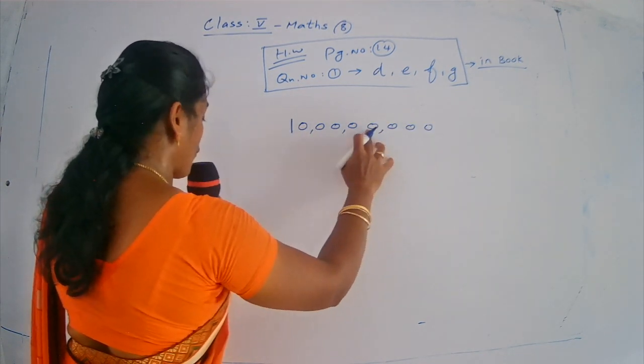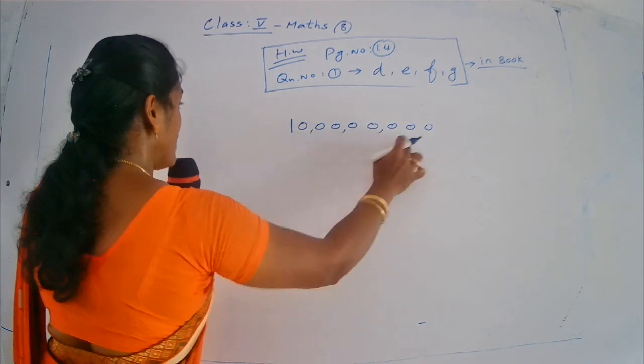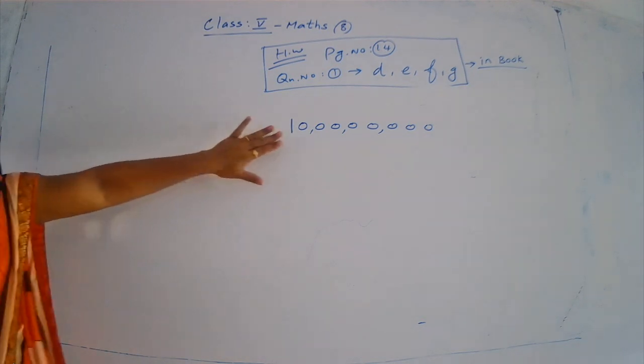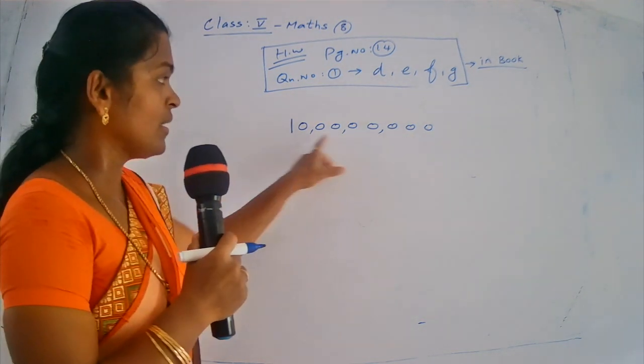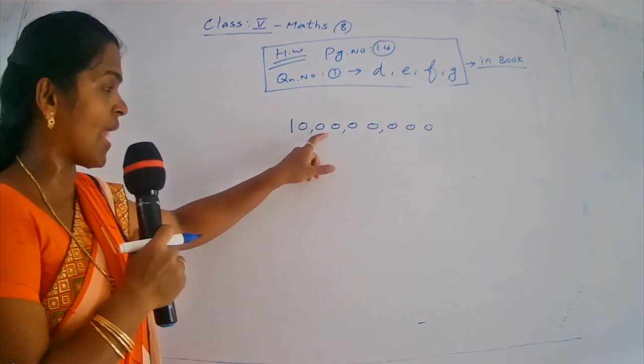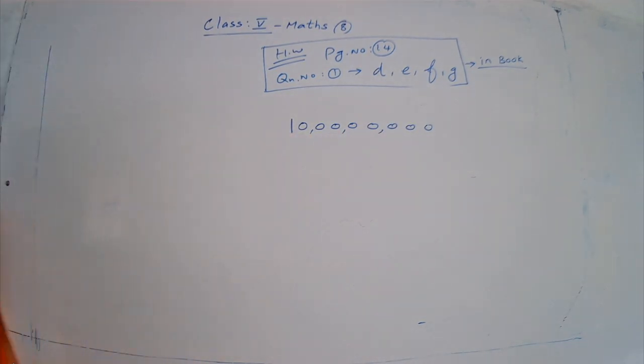1, 2, 3, 4, 5, 6, 7, 8, 9. So this is the smallest 9-digit number. Yes, children? Which number? 1, 10, 100, 1000, 10,000, lakh, 10 lakh, crore, 10 crore. The smallest 9-digit number is 10 crore.